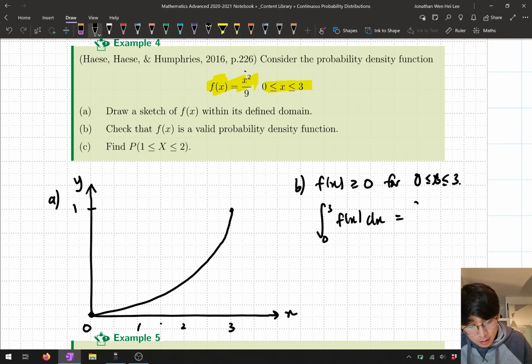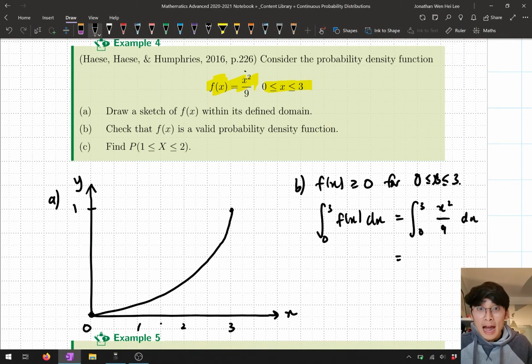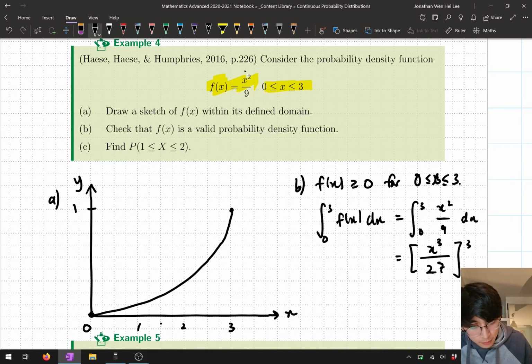So let's actually do this. This just becomes the integral from 0 to 3 of x squared over 9 dx. And when I integrate, I add 1 to the power and divide by the new power. So when I add 1 to the power, I get x to the power 3, over, I would divide by 3. But because I've also got this 9 at the bottom, I can just divide by 27 here.